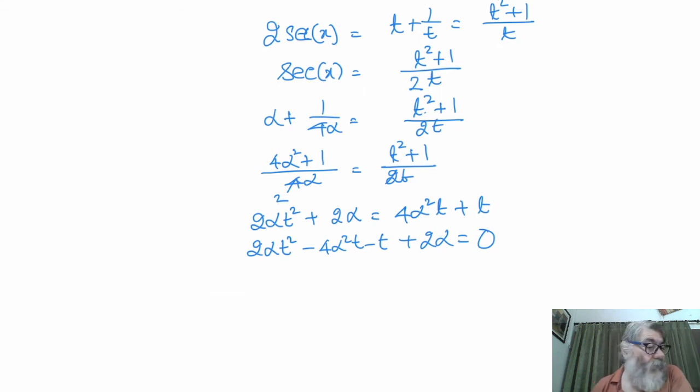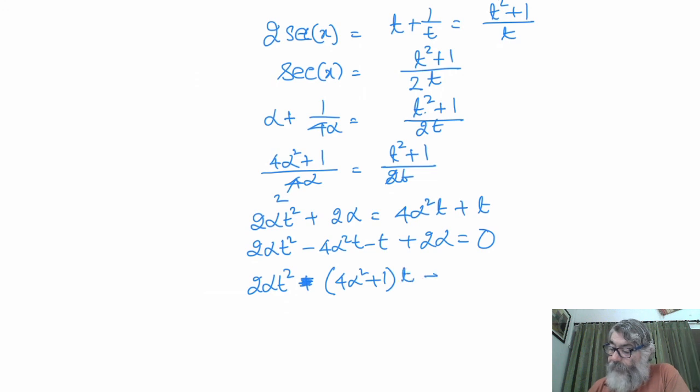Let's get the quadratic equation in terms of t. So 2 alpha t square, and I have to take minus common out. Why has it become plus plus? That is wrong. If I take minus common out, it will become 4 alpha square plus 1 times t, plus 2 alpha is equal to 0.